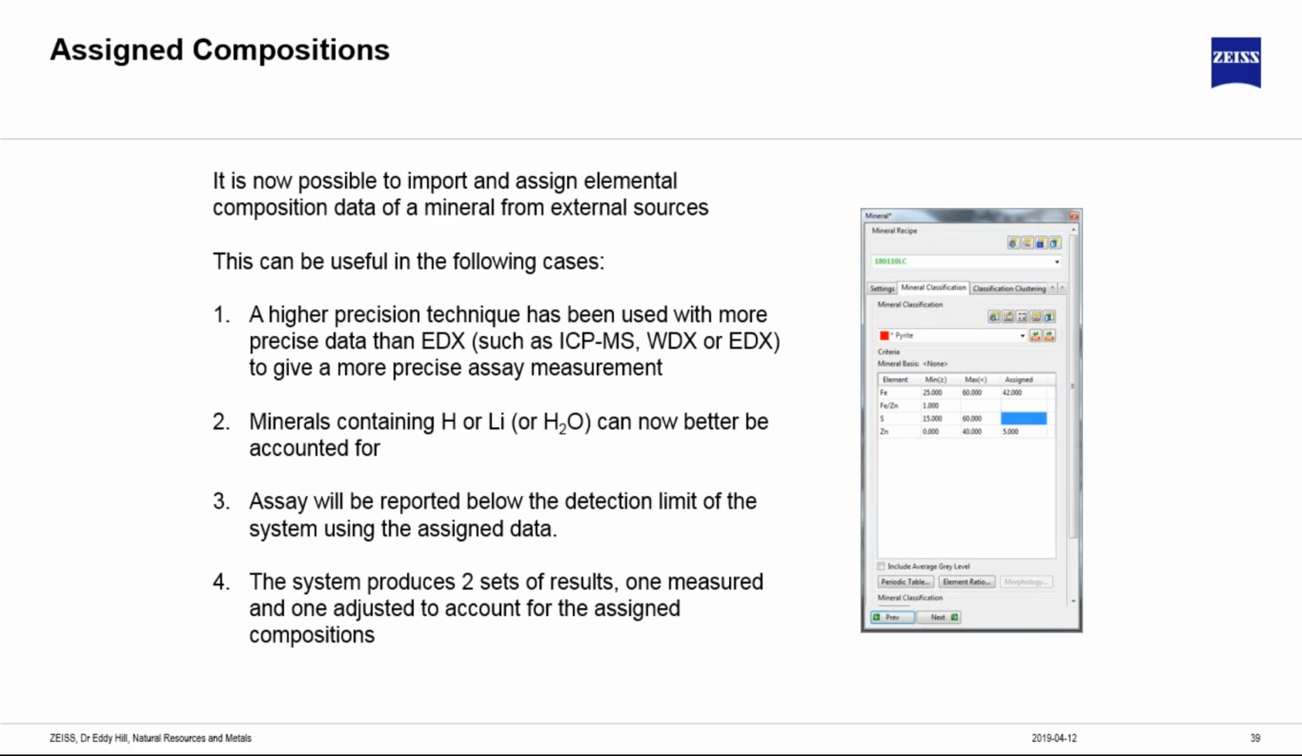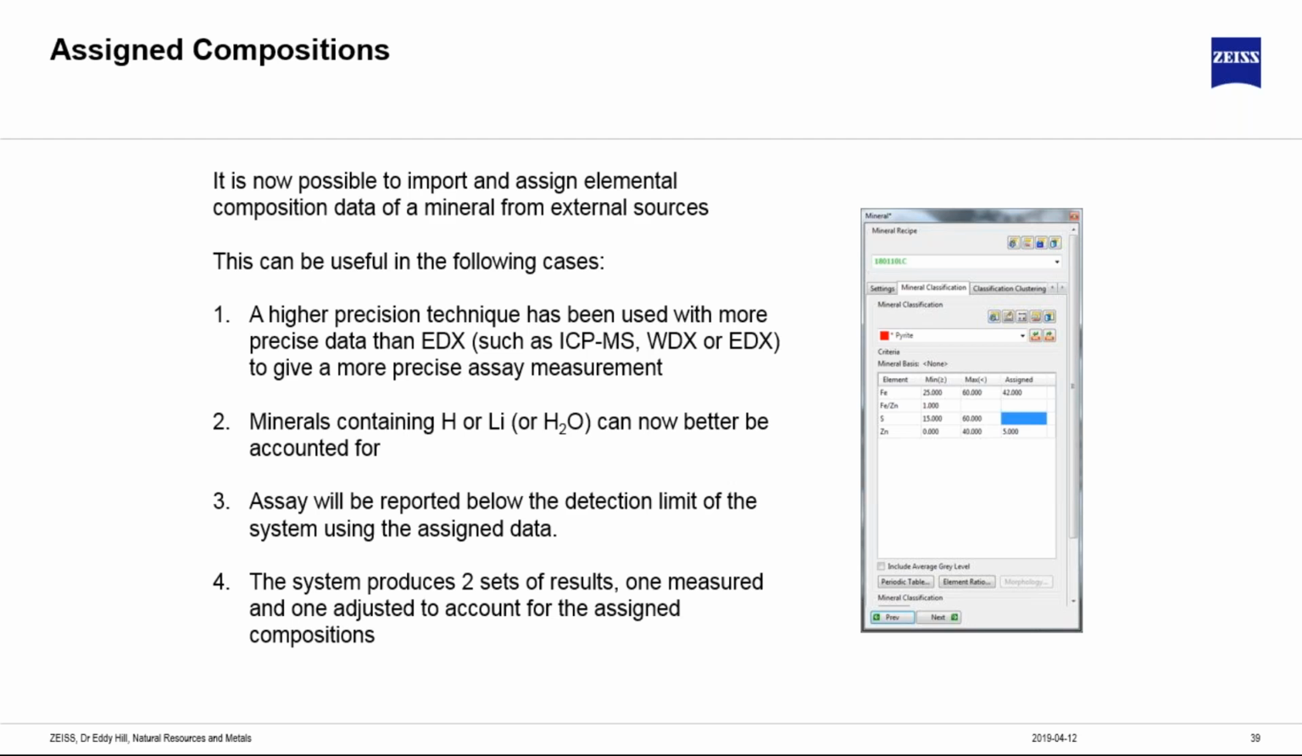Now, we don't discard the analysis. We provide the data in 2 ways. There'll be a set of data for the measured analysis and a set of data for the assigned composition analysis. This allows us, for example, to add elements such as hydrogen or lithium, which we cannot measure during the analysis, to the classifications themselves to provide a better picture.